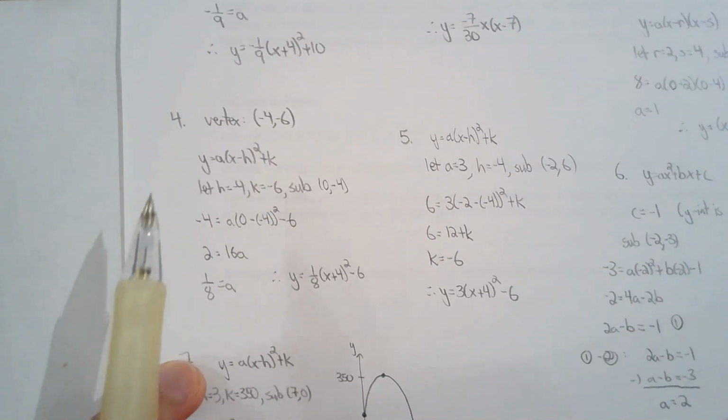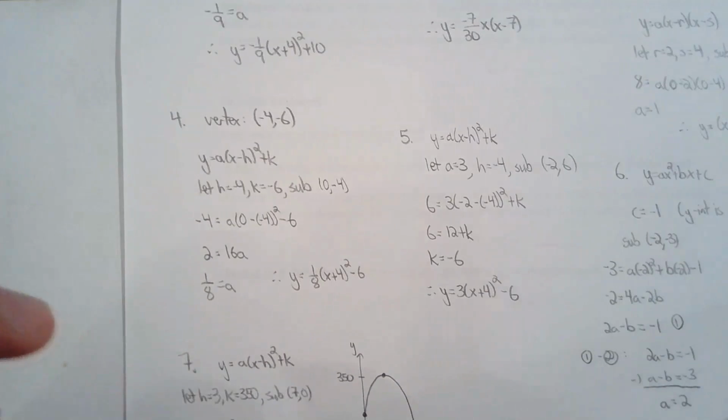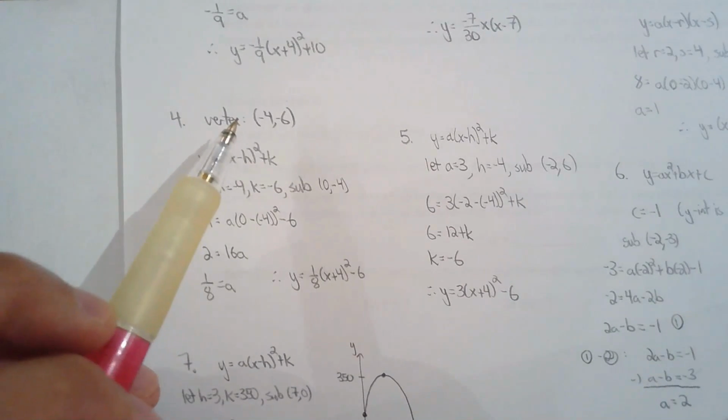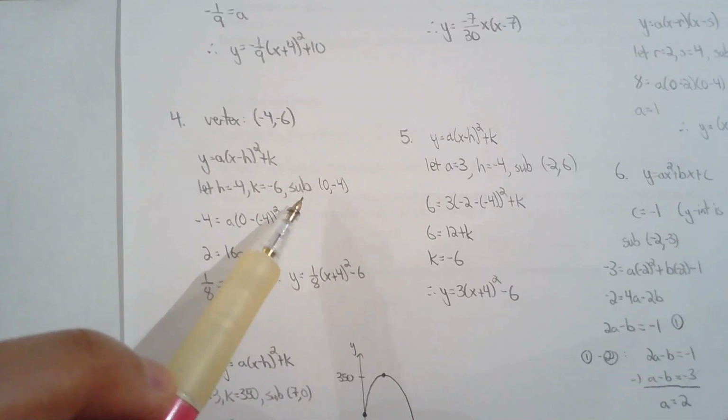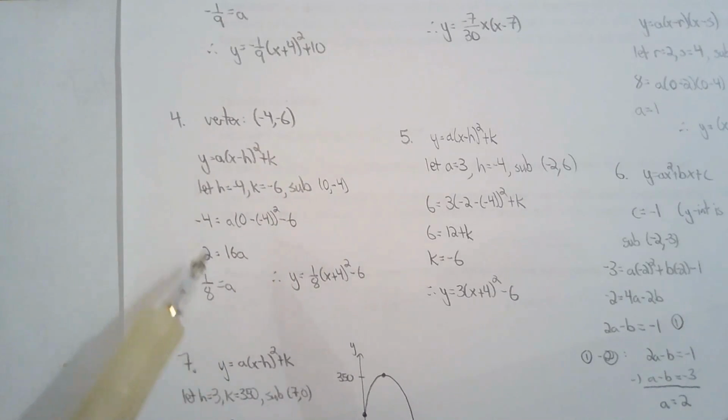For question 4, I am basically told the vertex because they told me the optimal value and the axis of symmetry. Sub in the point, which is the y-intercept, and solve for a. Once I have a, I can write the equation.